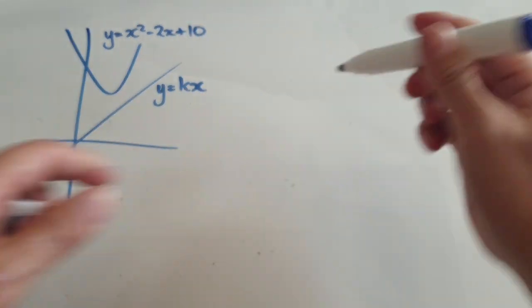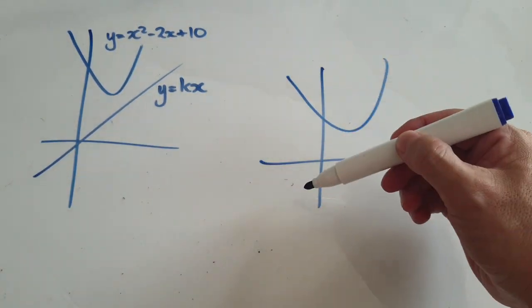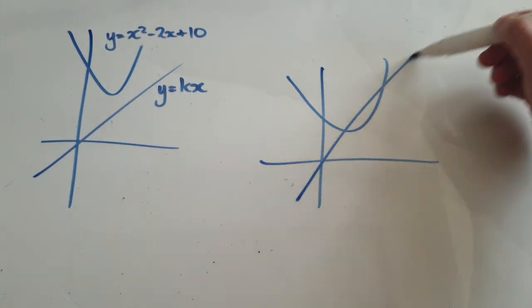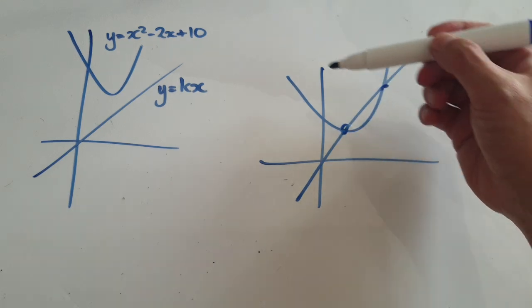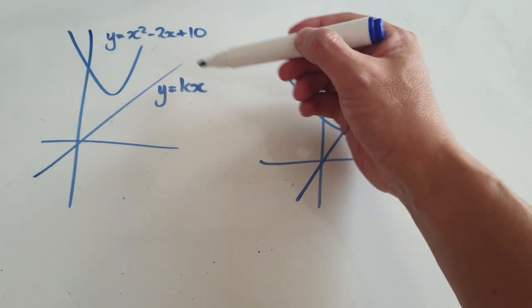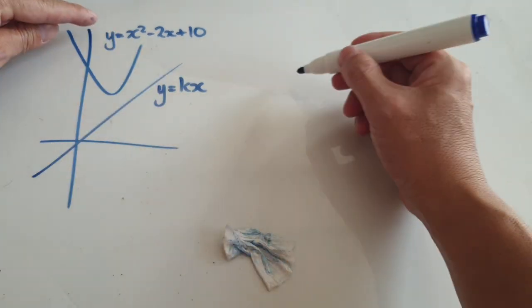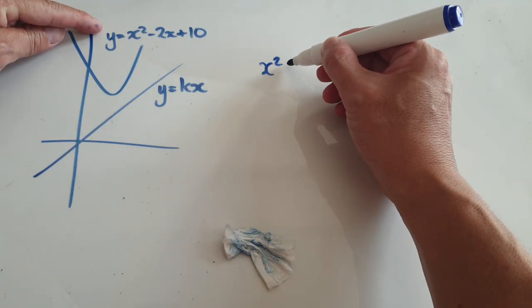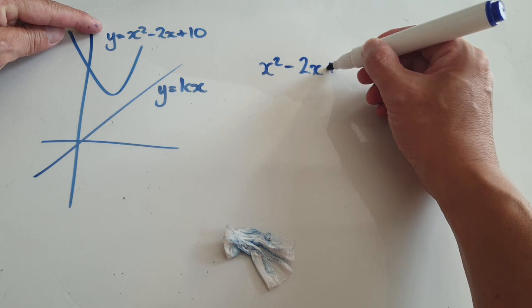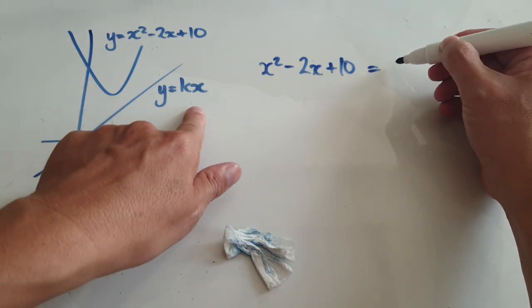picture this in your mind. Let's just assume that there will be two solutions. So set this to be the same as this. So this is just a trick to doing this. So set the two to be the same as each other. Minus 2x plus 10 equals this thing here.